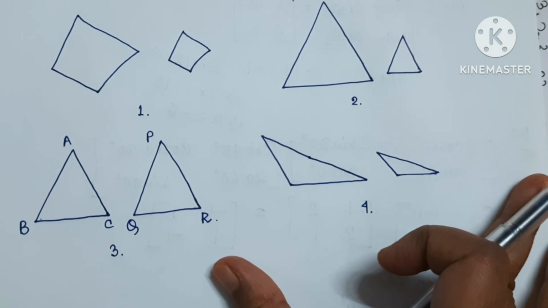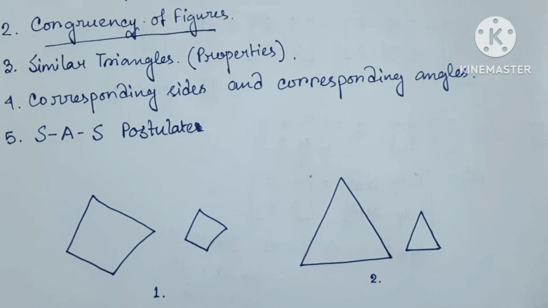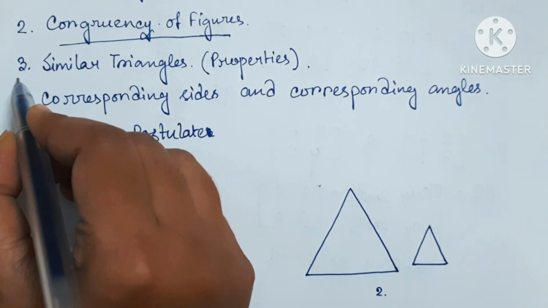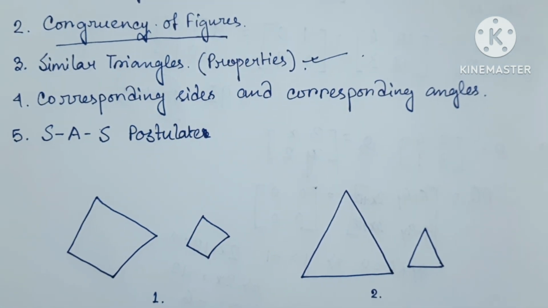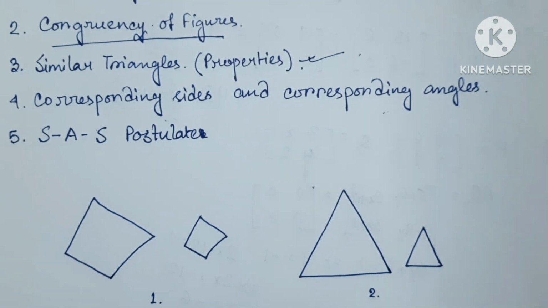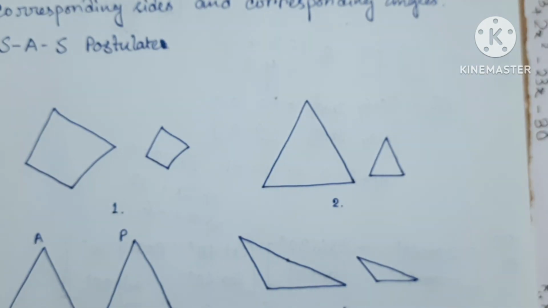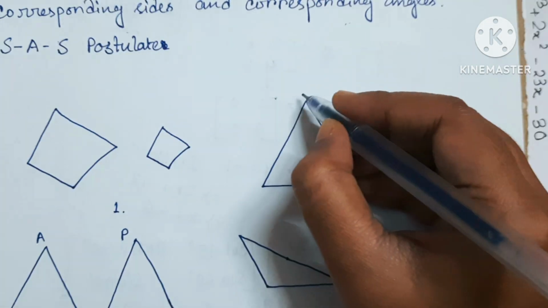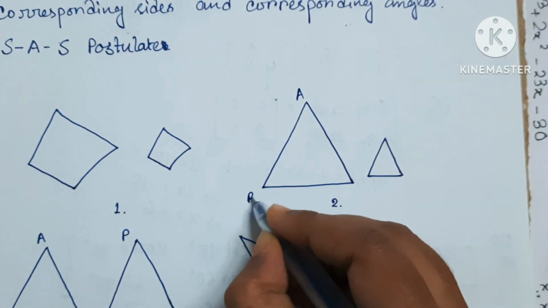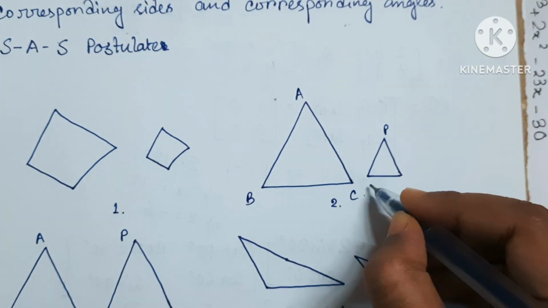Now, what are the properties of similar triangles? Next point, the third point. In similar triangles, the corresponding angles are equal and the corresponding sides are proportional. Now, what do we mean by corresponding sides and corresponding angles? Suppose you have two triangles, this one and that one. Suppose this is ABC and this is PQR.